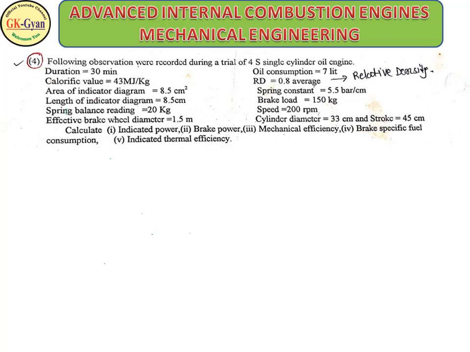Spring constant is 5.5 bar per centimeter. Brake load is 150 kg. Speed given is 200 rpm. Cylinder diameter is 33 centimeter and stroke is 45 centimeter. You have to calculate the indicated power, that is IP, then brake power, mechanical efficiency, brake specific fuel consumption, BSFC, and indicated thermal efficiency. So the numerical is given here. You have to extract the data first.